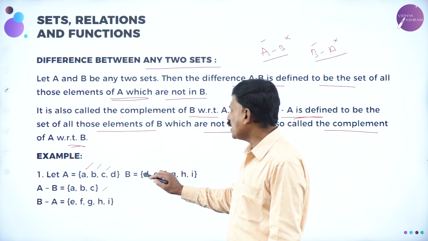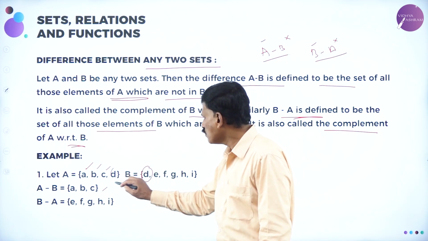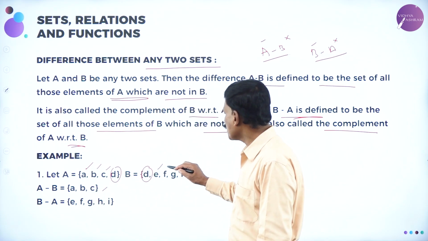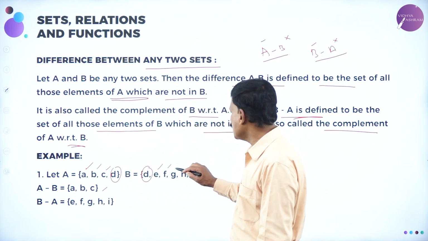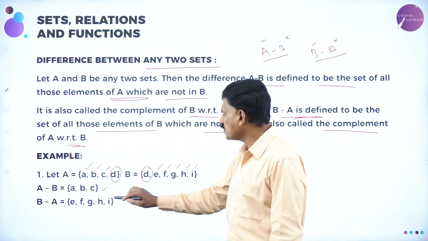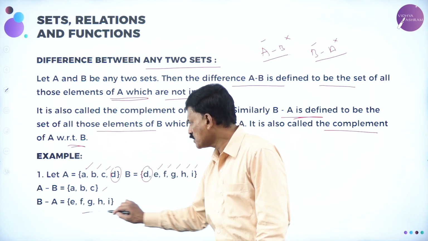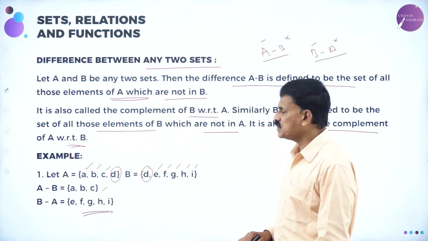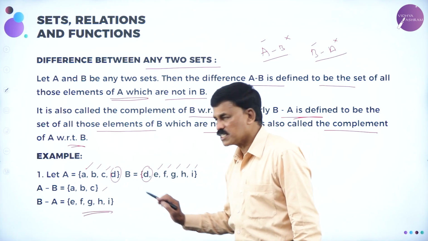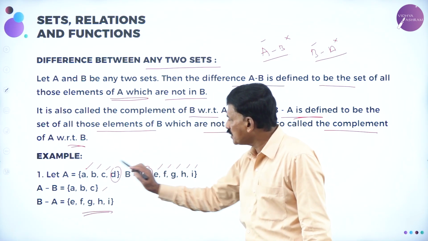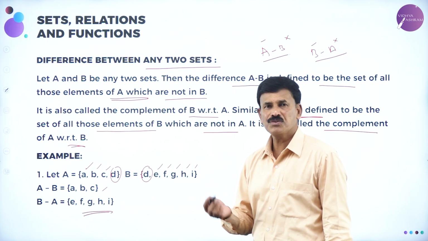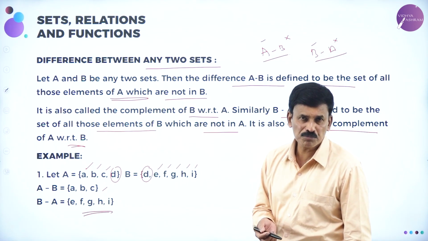So here we have d, which is in both the sets, we cannot take d. e is not in set A. f is also not in set A. g is also not in set A. h is not in set A. i is also not in set A. So therefore the difference B minus A is equal to {e, f, g, h, i}. So all the elements which are in A but not in B are a, b, c. All the elements which are in B but not in A are e, f, g, h, i, that is B minus A. This is how we are going to find A minus B and B minus A.